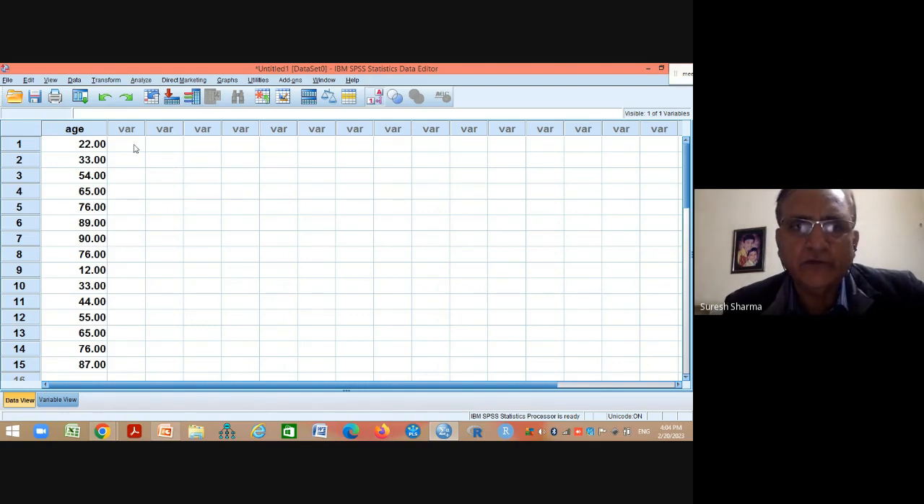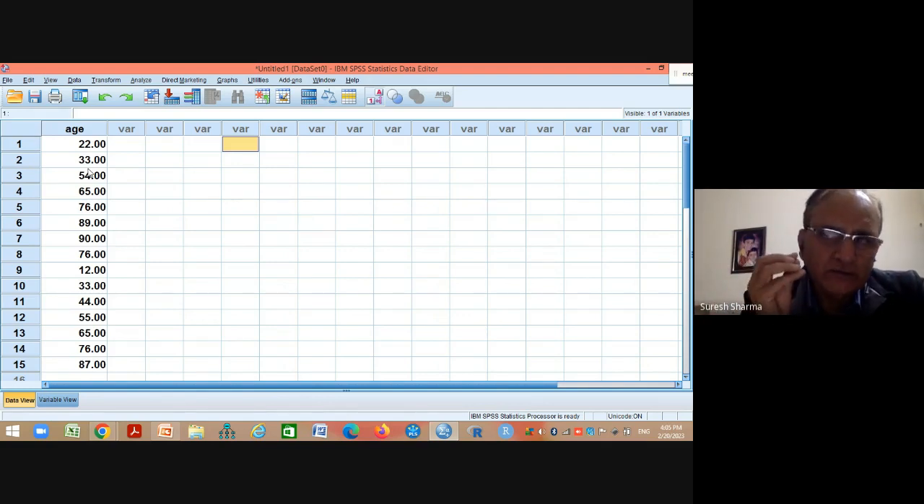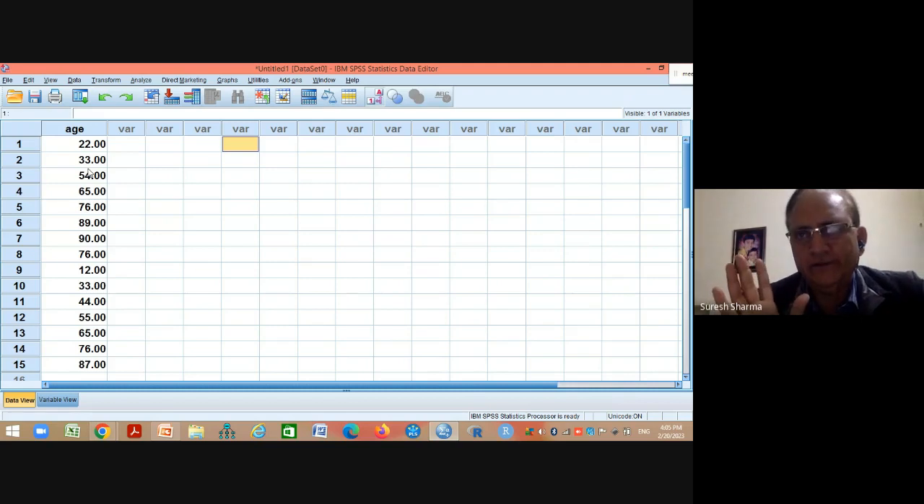Similarly, you can enter weight, height, and BMI. Now, what was the first figure which I entered? I entered 22, 33, etc. Once I started with any numeric variable, please listen to me carefully, once I started with a numeric value like 22, 33, SPSS automatically understands that this is a numeric variable.